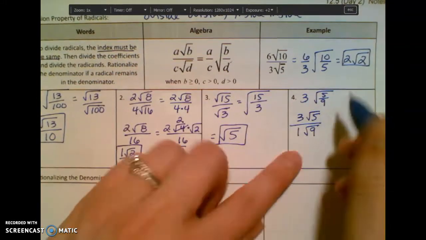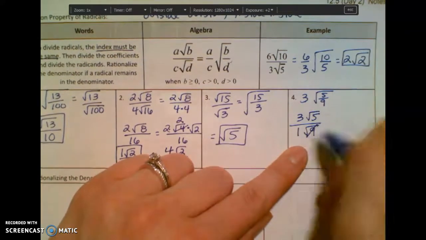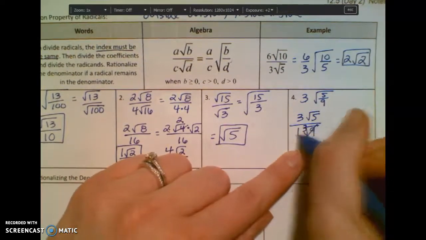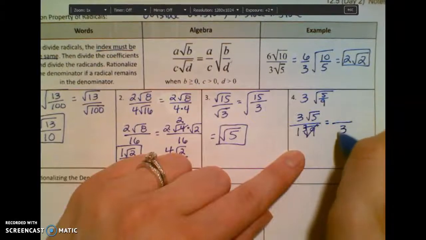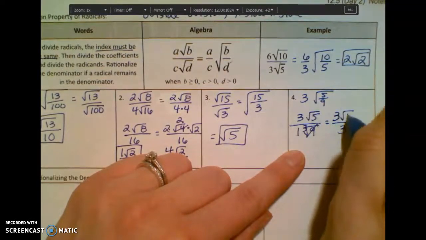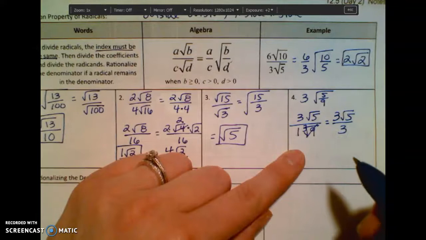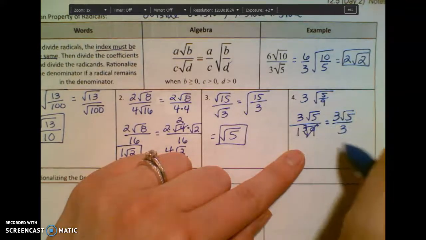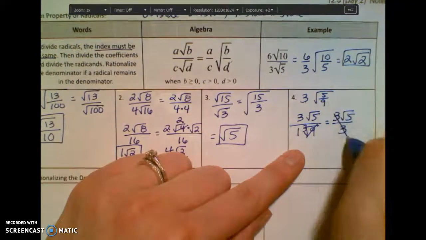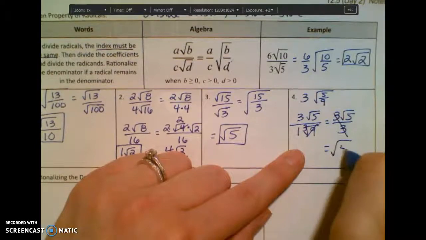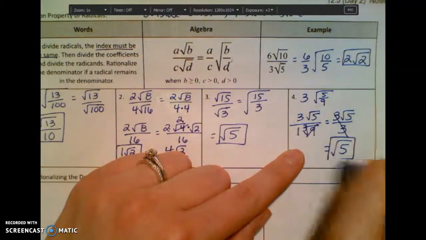Well, what do you notice here? The square root of 9 is 3. So now I have 3 times 1 on the bottom, which is 3, and then on the top I have 3 root 5. Now we always check our outside, outside, because 3 over 3, the 3's actually cancel. So I'm left with the square root of 5.